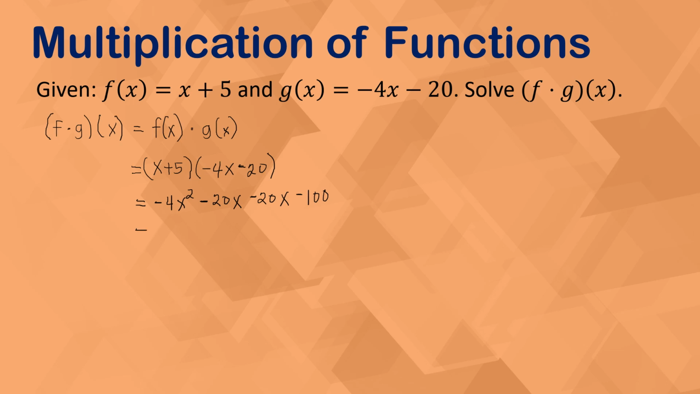Okay, we combine like terms. Negative 4x squared. Negative 20x minus 20x is negative 40x, minus 100. So the product of f and g function is negative 4x squared minus 40x minus 100.